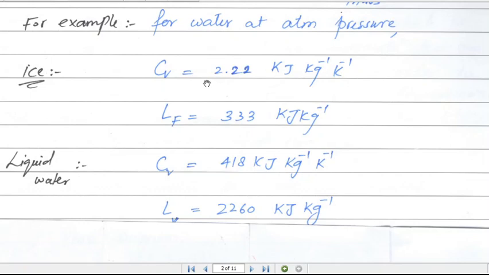And if we compare this number with the specific heat of liquid water, we can see that the specific heat of liquid water is 4.18 kilojoule per kilogram per Kelvin. It means that much more energy is required to increase the temperature of 1 kilogram of water by 1 Kelvin. So that's the reason why it takes more energy to convert a liquid into gas.